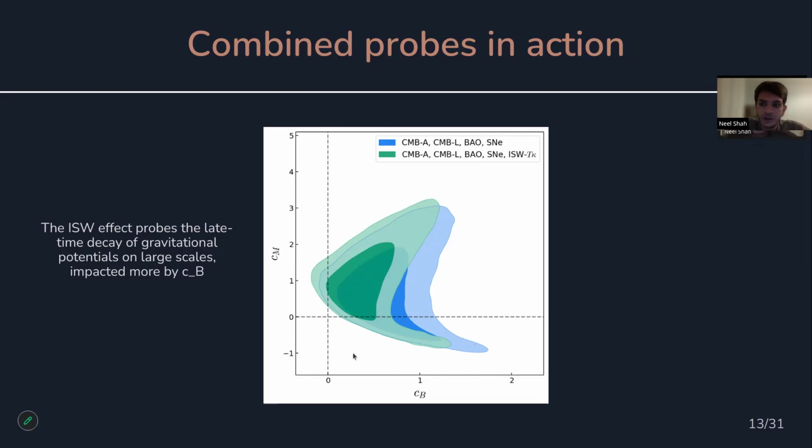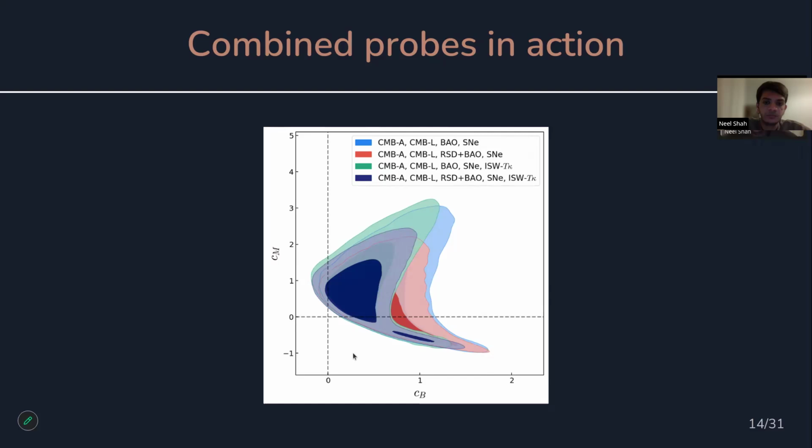So we can now go ahead and combine these two probes. And what we see here is that when we add both RSD and ISW to our minimal setup, we get much stronger constraints and we see better constraints on both CB and CM because we have added two complementary probes to our minimal setup.